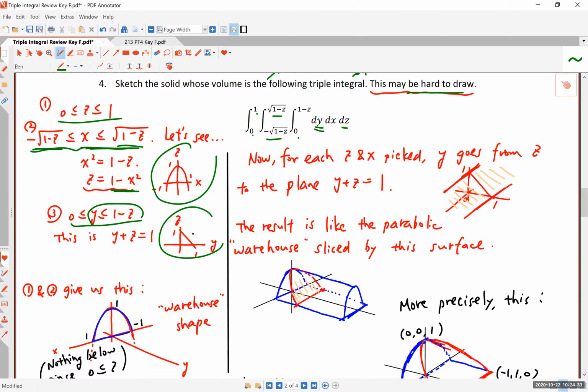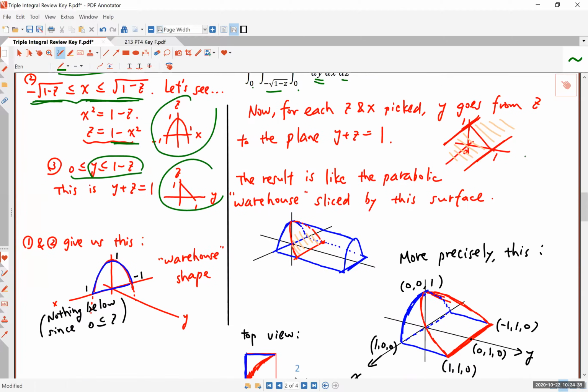All right, now comes the crucial part. Try to put this together. So I start with this. I start with this thing here, which is what I have here. This is what I have.